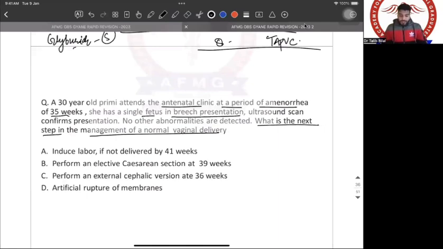Okay, guys, she is 35 weeks pregnant. She has a single fetus, but in which presentation? Breech presentation. Ultrasound scan confirms the presentation. Okay, it's confirmed. No other abnormalities are detected. So what will be the next management? What will be the next management, guys?